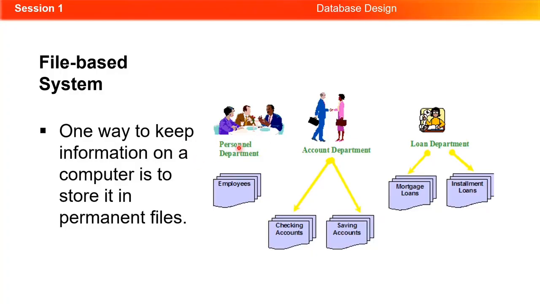With a file-based system, data was actually kept in files, and files are sections of memory that usually contain a mixture of ASCII and binary data. The file-based system was one way to keep information on the computer and store it in permanent files, and applications would open these files, either iterate through or directly access the data.